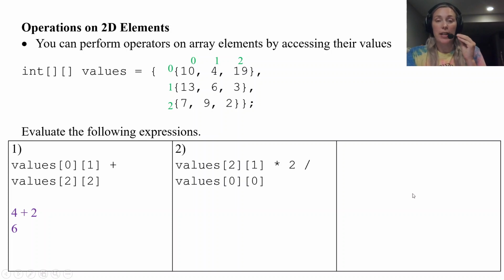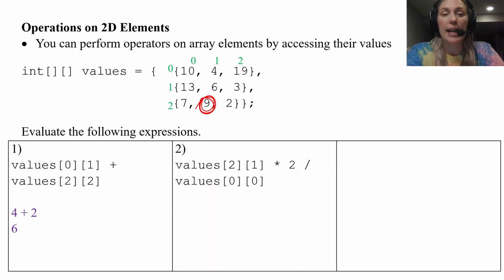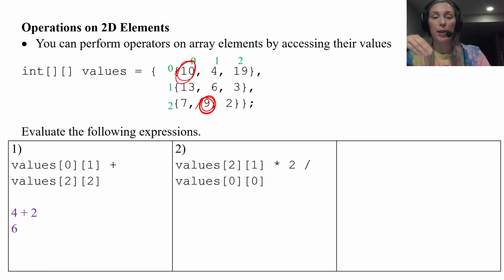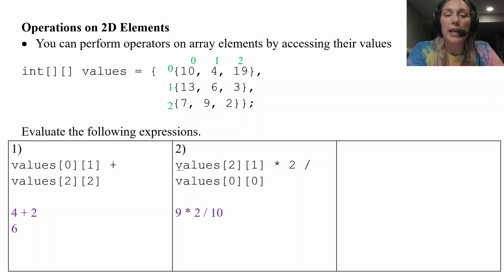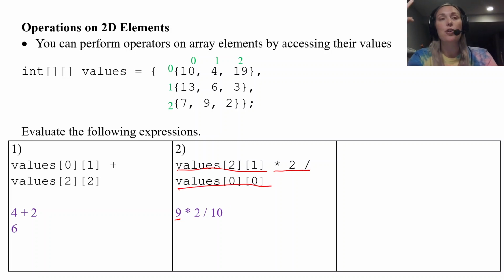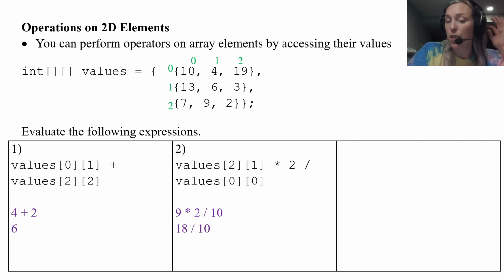The next expression is going to have two operations, the multiplication and division there. So the value at 2, 1 is going to be a 9, and then 0, 0 is going to be a 10. If you have longer operations here, plug those values in and then perform the operation. So replace this with your 9, then you've got times 2 divided by, and replace that with your 10. Now, visually, it's a lot easier to do the operations. You take the 9 times 2, and then it's integer division, so 18 divided by 10 is going to be 1.